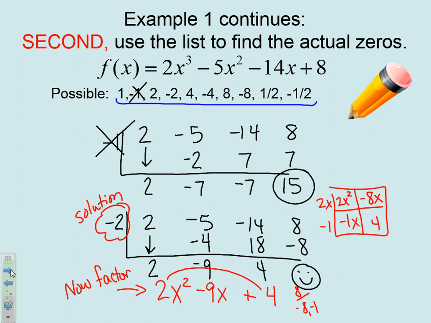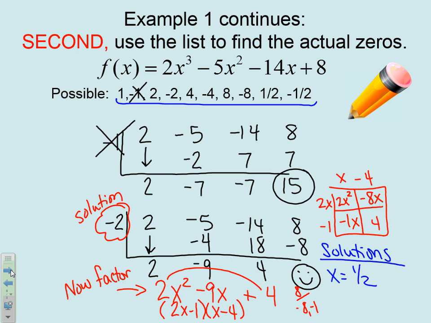2x, negative 1x, negative 4. So my two factors that come from this are 2x minus 1 and x minus 4. So if I was going to finish solving, what are the solutions to this polynomial? Where are the three solutions? Well, if I solve each of the factors here, I get a solution of 1/2, because I've solved this one, put equals 0 behind it. And if I solve this one, I get a solution of 4.